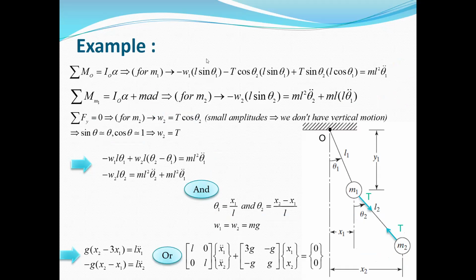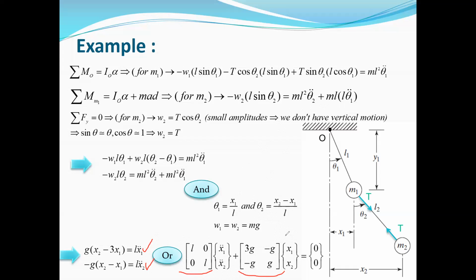As you can see in the matrix form, the first equation can be simplified as the first one, and the second equation can be simplified in this form. So in the matrix form, you can extract the mass matrix and the stiffness matrix. As you can see, there is no spring in this system, but if you extract the equation of motion, we will have the stiffness matrix.